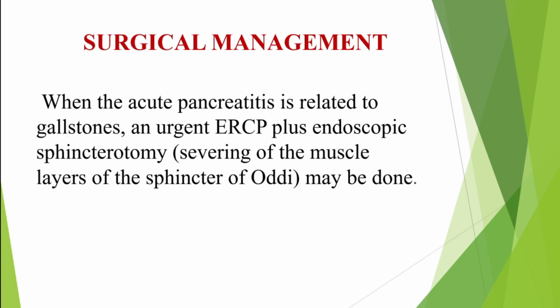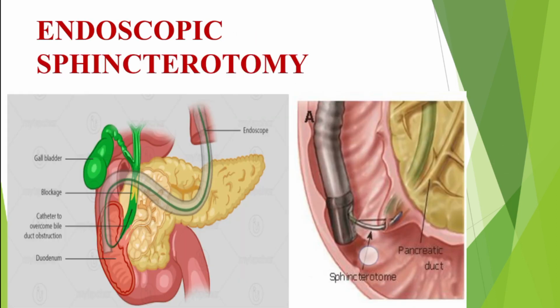And the surgical management, basically for acute pancreatitis: if the pancreatitis is due to gallstones, then immediately, by endoscopy or laparoscopy, the gallstone should be removed. And other than that, an endoscopic sphincterotomy can be done. By the endoscopic route, the sphincter of Oddi, the muscle situated where the common bile duct and the pancreatic duct open into the duodenum. This is the duodenum. Where the common bile duct and the pancreatic duct open into the duodenum, there the sphincter of Oddi is present, the muscle.